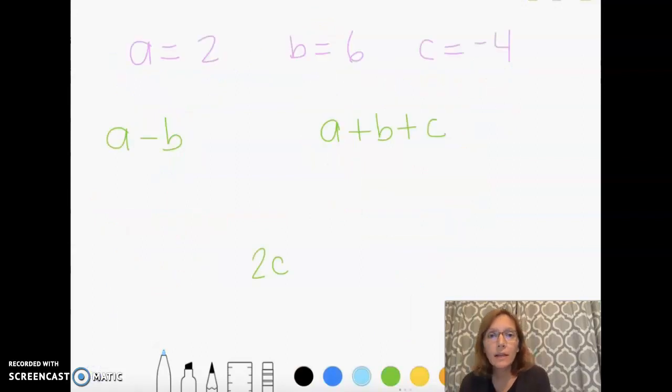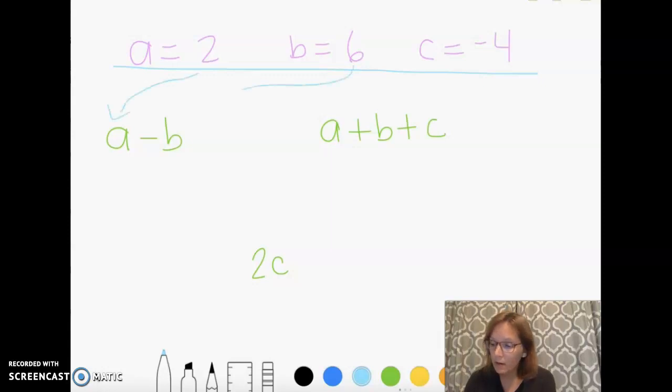Okay, so the next section of the test is going to have you evaluate expressions. That means they're going to give you some values in the directions. They're going to say A equals something, B equals something, and C equals something. And then they want you to plug it into these problems and solve. So my first problem is A minus B. So I'm going to plug in 2 for A and 6 for B. That would give me 2 minus 6.